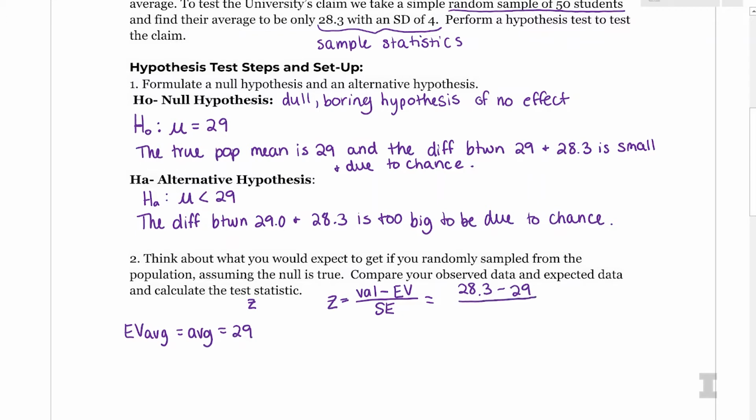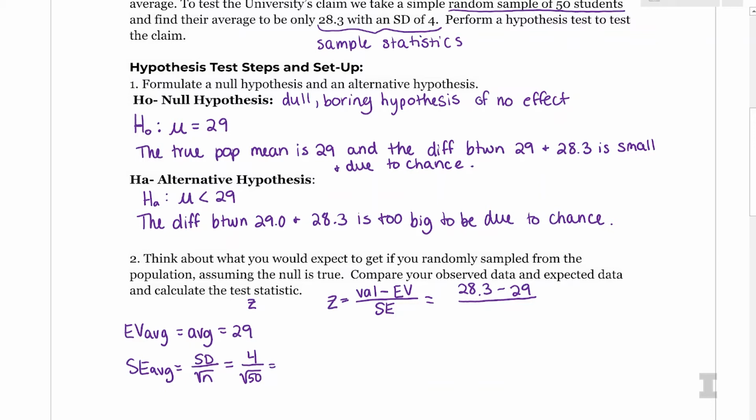Yeah. So the standard error for the average is just the standard deviation of the population divided by the square root of n. And with sampling, we usually don't have the standard deviation of the population, but I do have the standard deviation of the sample. And I took a random sample, so it's going to be a good estimate. So I have 4 divided by the square root of 50.